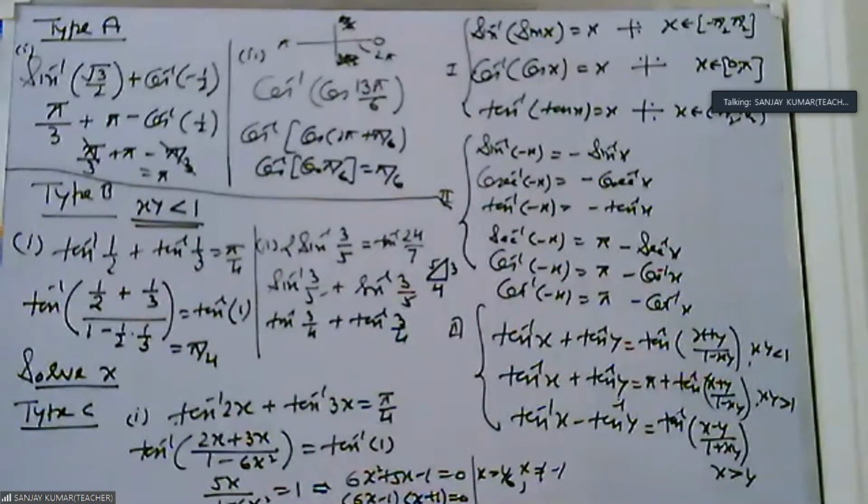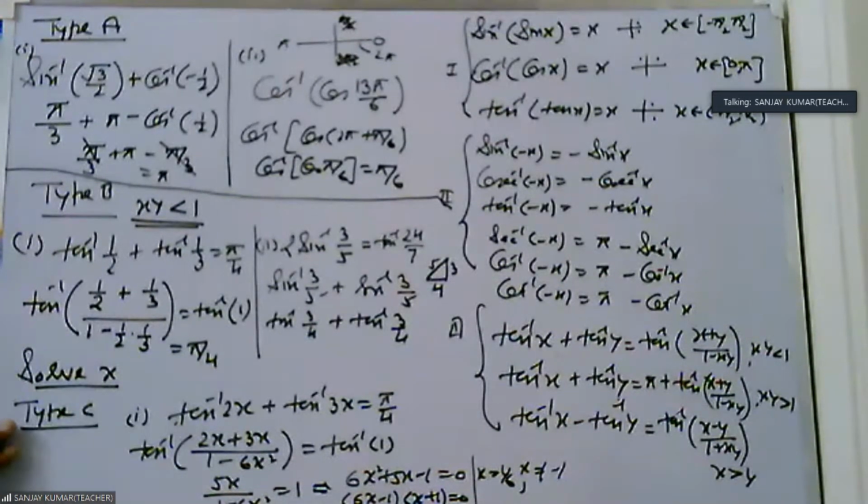This is type A. We start from type A. Then come to type B. Type B has two types of question. In type B, this is a very important thing that xy should be less than 1. If xy is less than 1, then you can use this formula. Otherwise, you cannot use this. In the case of xy less than 1, then you can use this formula.